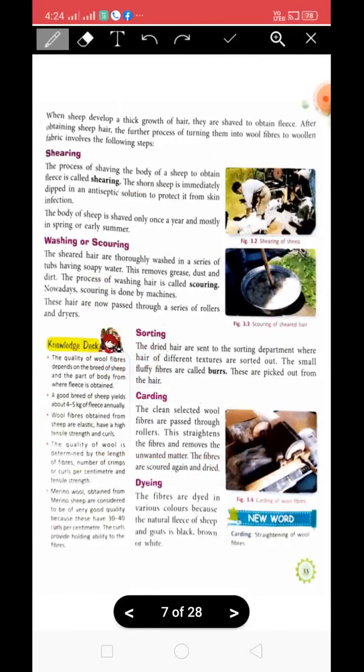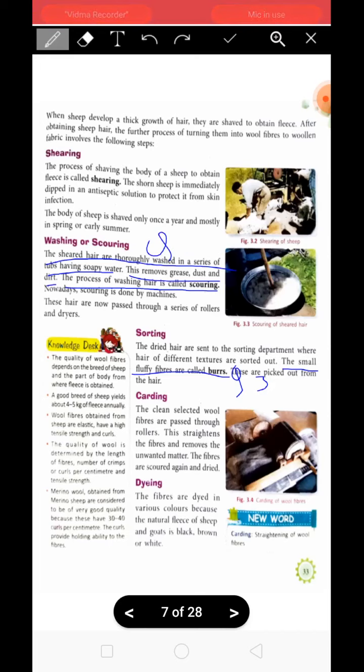On page number 33 it is given. The sheared hair is thoroughly washed in a series of tubs having soapy water. This removes grease, dust and dirt. The process of washing the hair is called scouring. Now the third question is, what do you mean by burrs? See over here, the small fluffy fibers are called burrs. This is your answer for question number 3, and this is for your question number 2.